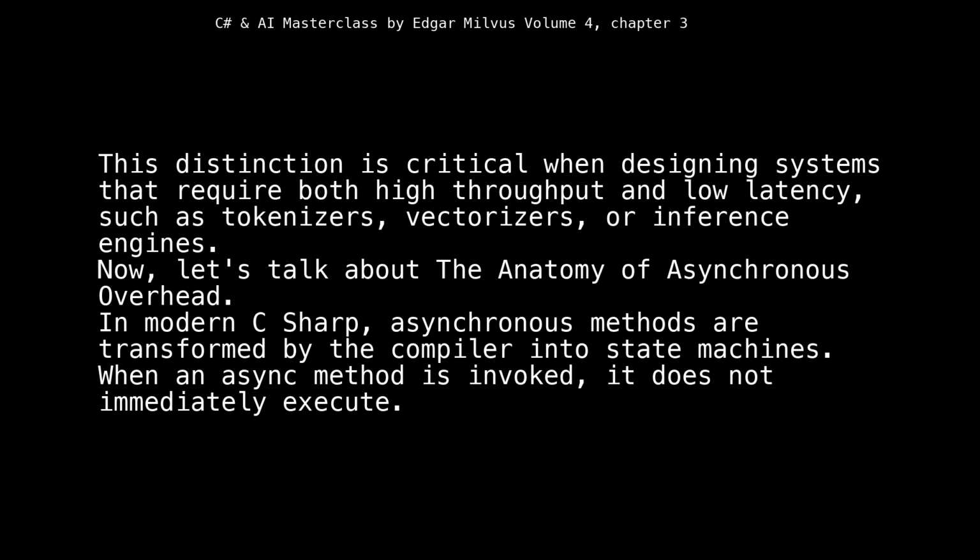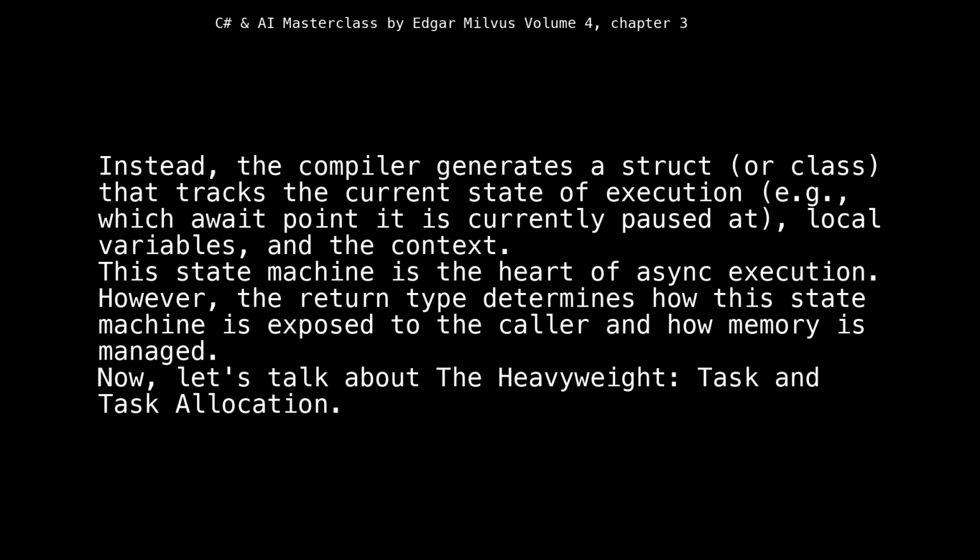In modern C#, asynchronous methods are transformed by the compiler into state machines. When an async method is invoked, it does not immediately execute. Instead, the compiler generates a struct, or class, that tracks the current state of execution, e.g., which await point it is currently paused at, local variables, and the context. This state machine is the heart of async execution. However, the return type determines how this state machine is exposed to the caller and how memory is managed.